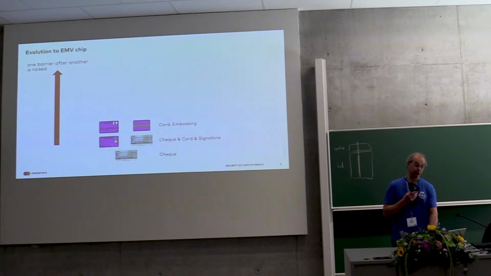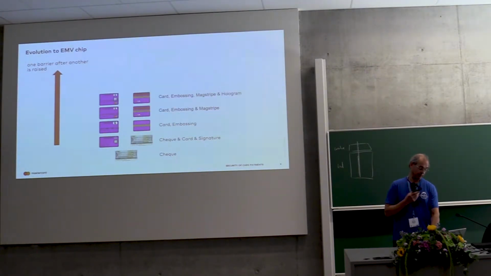Then gradually new techniques were put into place to secure the plastic cards. So you had card embossing, then you had the magstripe, then you had a hologram also included, and then you have the CVC1, which I mentioned.